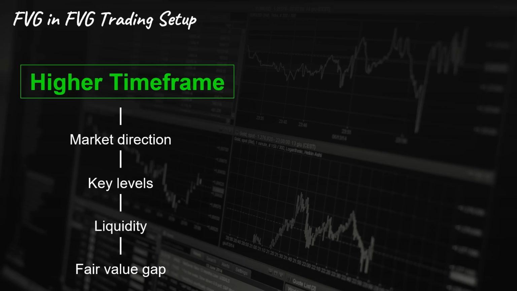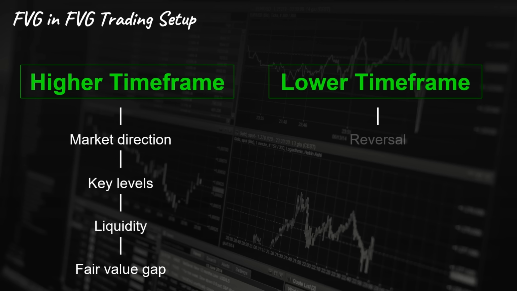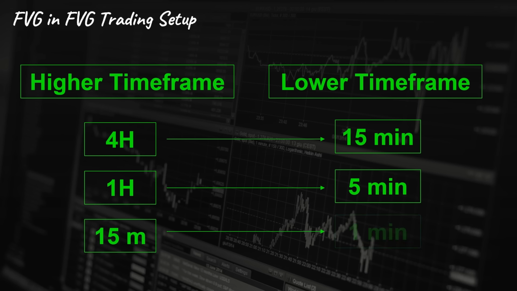In the second part, we will zoom into our lower time frame to find confirmation and enter the positions. Remember that this trading plan is not limited to any chart or time frames. However, your entry time frame must be 2 times lower than your higher time frame. Here are 3 time frame combinations that you can use to apply this trading strategy based on your trading style.